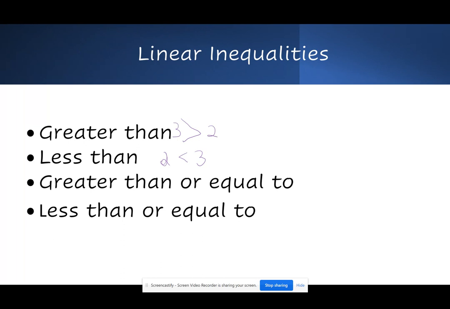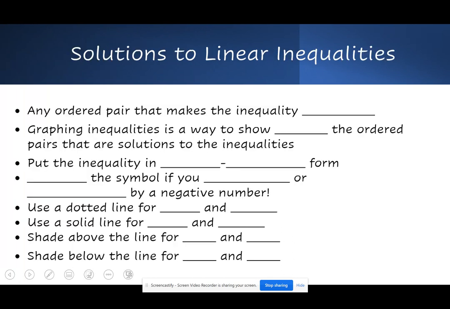Greater than or equal to is going to have a line under that, and less than or equal to is going to have a line under the less than one, because that means it could be like 2 is greater than 1, or 2 is greater than or equal to 2. That's also a true statement. So these are just the important symbols that we're going to be looking at.